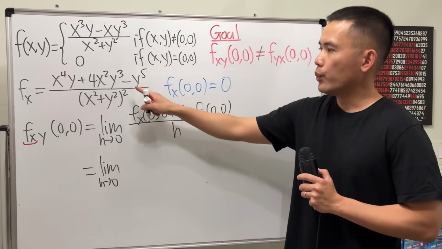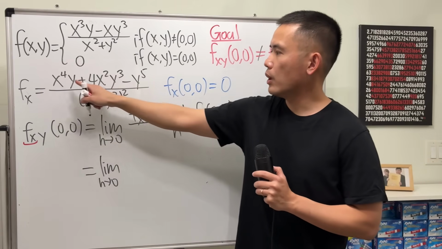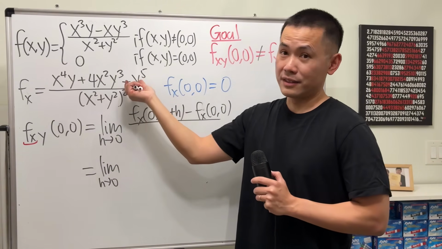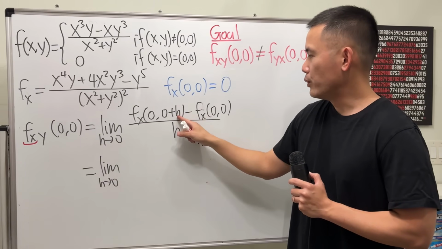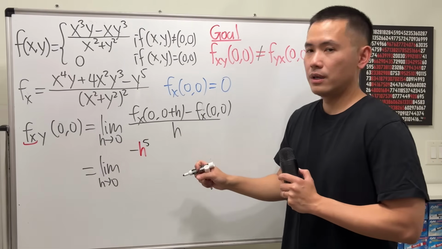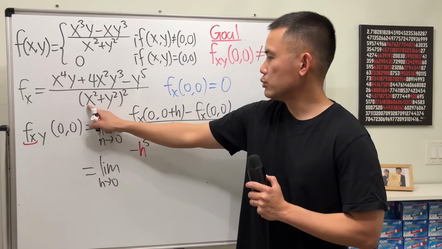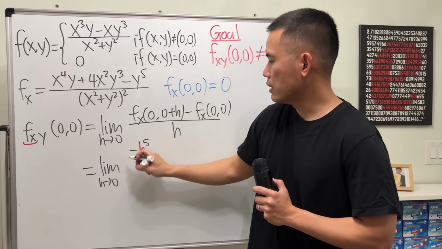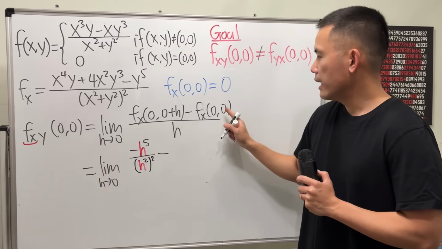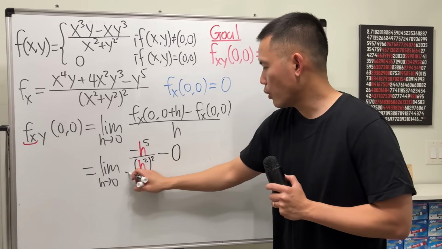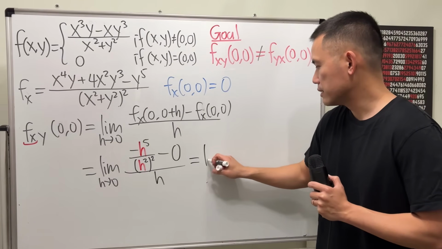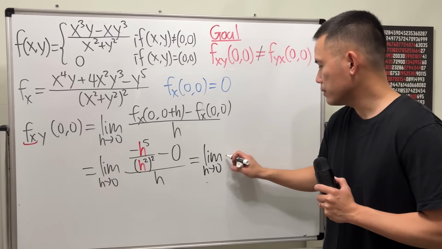Now for this right here, we look at this expression, plugging 0 into all the x's. This time though, that 0, we have something on the top. What is it? We put h into here, so we get negative h to the 5th power. And then on the bottom, put 0 into here, and then put h into here, so that is h squared, and then squared. And then minus that is 0 over another h. And remember to do this inside out. This right here is the limit as h approaching 0.